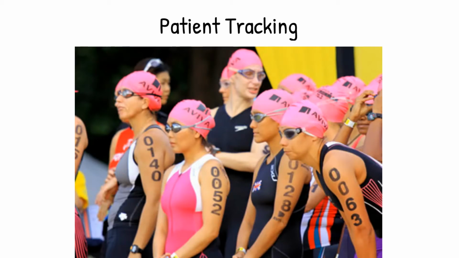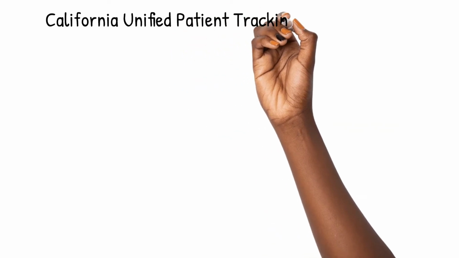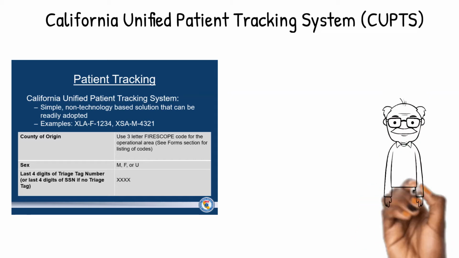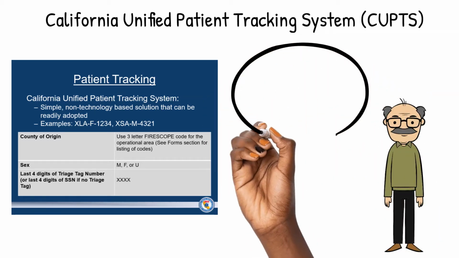So what we came up with was really a low-tech method, and it's similar to how a triathlon works. As you can see here, these triathletes have numbers that they write on their arms or on their legs at the beginning of the triathlon. And then through every stage of the triathlon, that number gets recorded as they pass checkpoints, and those times get recorded. That way they can ensure that each triathlete basically completed each stage of that race. So we came up with a system that is very similar to that. We call it the California Unified Patient Tracking System, or CUPS.